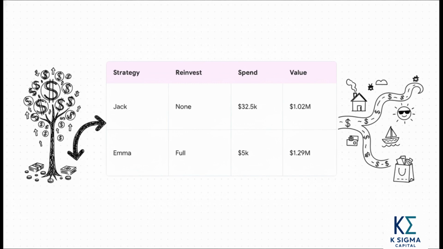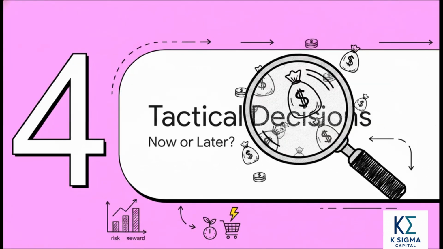Then we have Jack. He uses an income builder strategy. He completely skips reinvesting his dividends and chooses to spend them instead. Now, his total portfolio value ends up lower, around $1.02 million, but look at the trade-off. He gives himself over $32,000 in yearly spending flexibility without ever having to sell off his core assets. It just goes to show that the right strategy depends entirely on the specific financial ecosystem you're trying to build for yourself. And finally, Part 4.